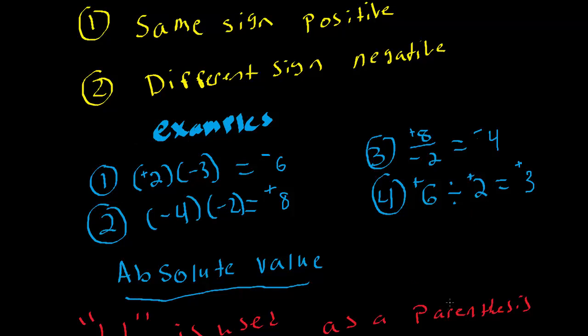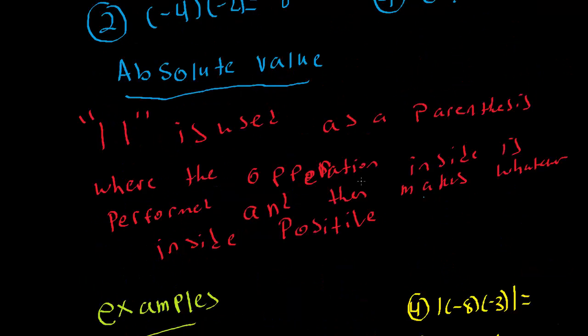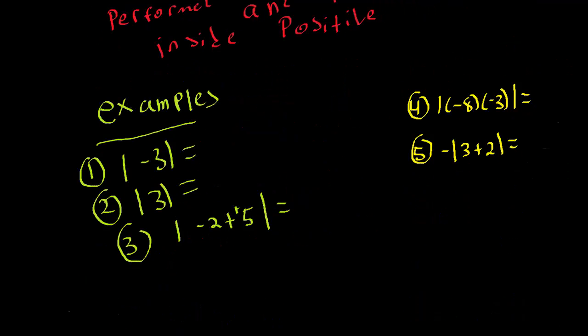Now some other operations that you might run into is the absolute value. This symbol here denotes absolute value. And this is used as a parentheses where the operation inside is performed and then makes whatever inside positive. So, for example, the absolute value of negative 3 would just be a positive 3. Whatever's inside becomes positive. Absolute value of positive 3 is also going to be positive 3. It doesn't change a positive, it only changes the negatives to positive. Negative 2 plus 5, the same thing as saying absolute value of positive 3 because we know that negative 2 plus 5 from the addition rule is positive 3. Absolute value of positive 3 is just 3.